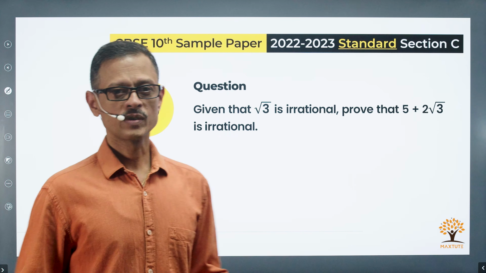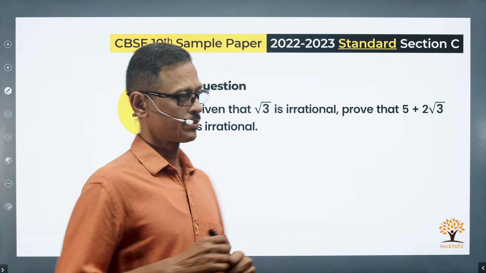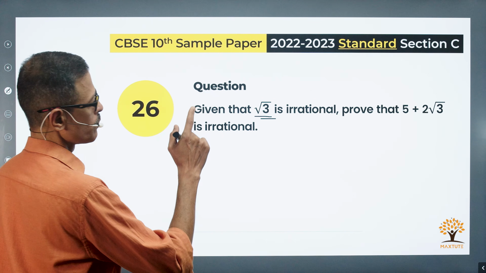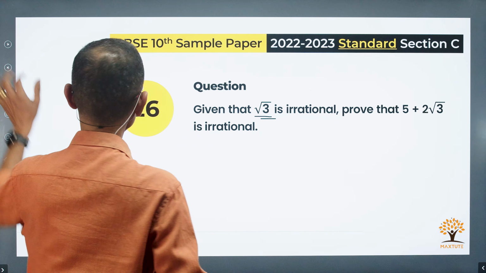Question 26, this is from real numbers. The concept tested is proving that a given number is an irrational number. Given that root 3 is irrational, prove that 5 plus 2 root 3 is also irrational. How do you go about it?